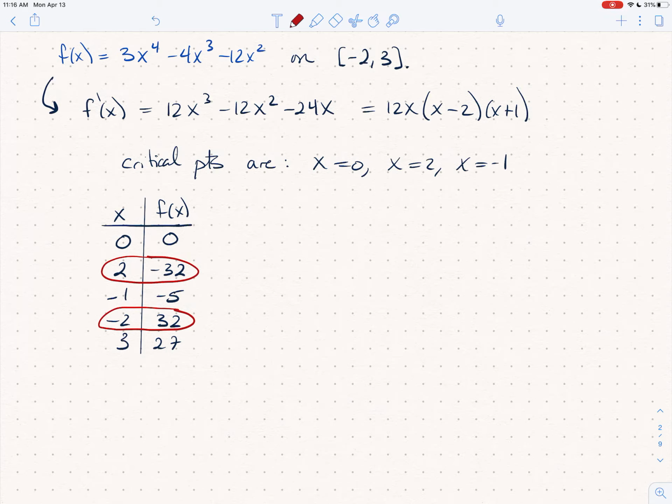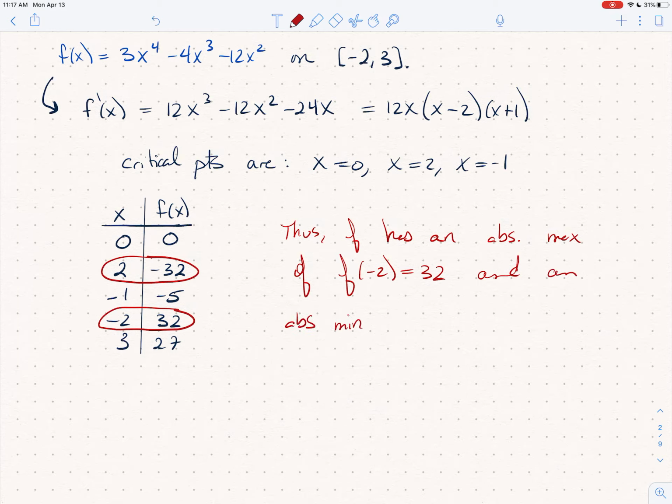And so you are essentially done. You should write up your solution, though, in a neat, coherent sort of way. Remember, mathematics is half about correct computation and the other half about correct and clear communication. So we want to go ahead and communicate clearly. We can say, thus, f has an absolute max of f of negative 2 equals 32, and an absolute min of f of 2 equals negative 32.